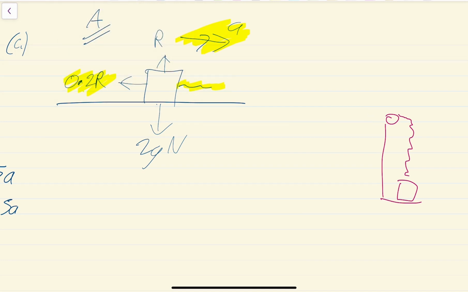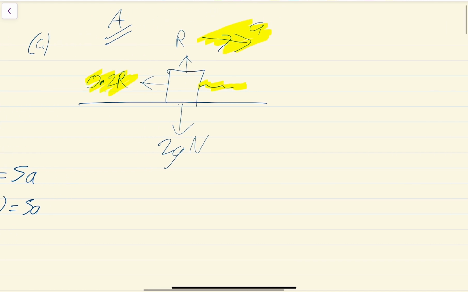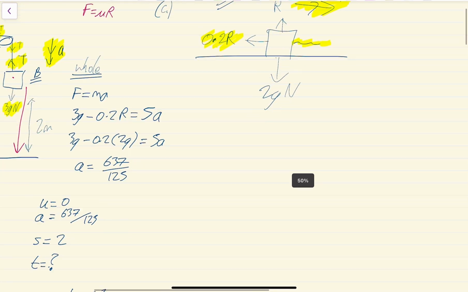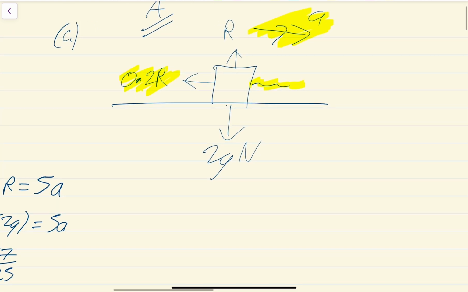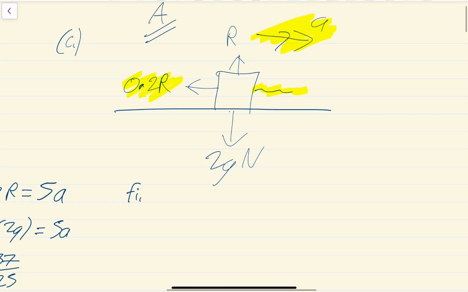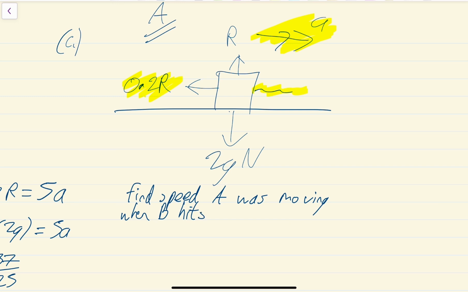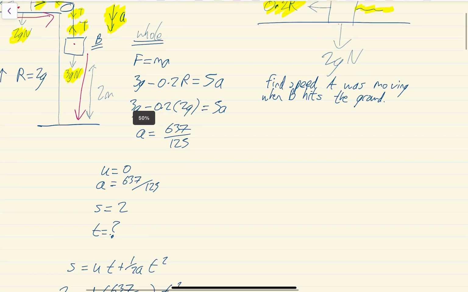So all that is going to happen here is that it starts off with a certain speed, and it will slow down. So what we've got to do, unfortunately, is find the speed at which it was going to start with. So we'll go back to this, and first thing we've got to do is find the speed that A was moving when B hits the ground.